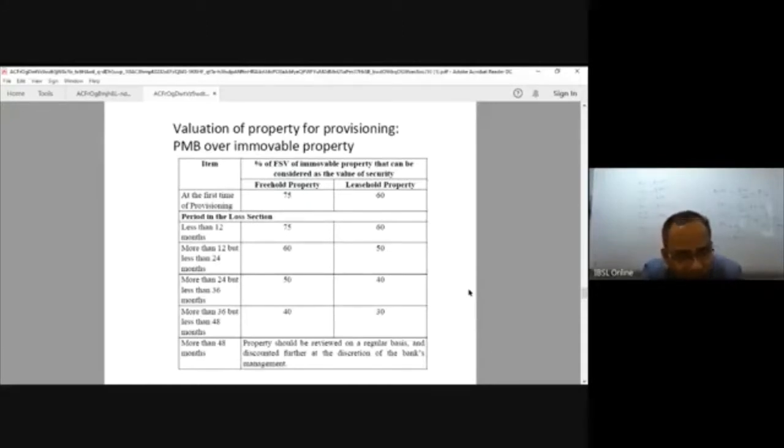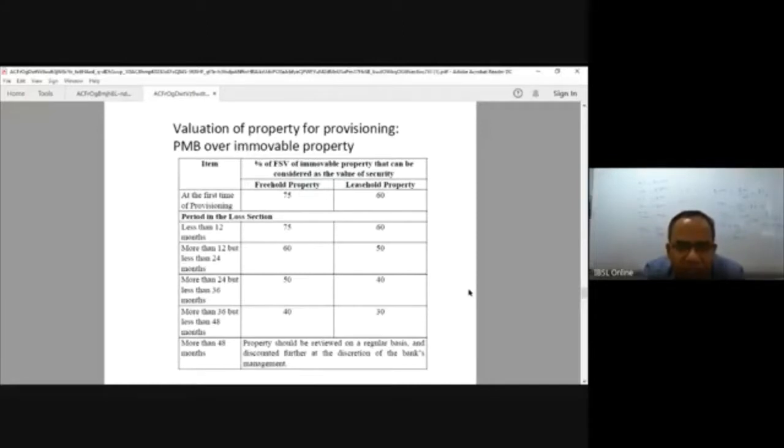This is why banks are looking at property mortgages. Property mortgages bring down the risk of making provisions. If the loan is not paid, or if it becomes non-performing, this is the cushion you are getting from the immovable properties you are taking as security.